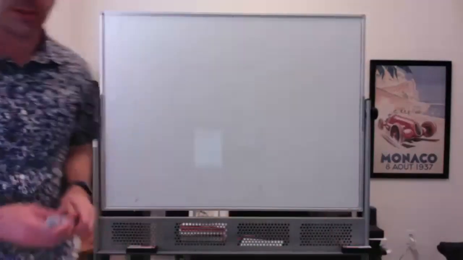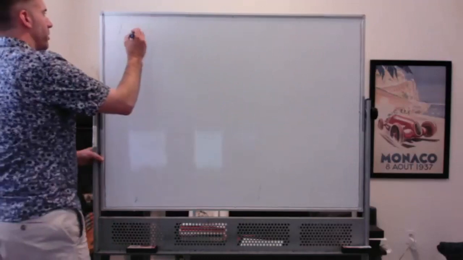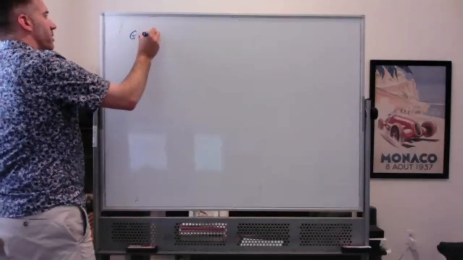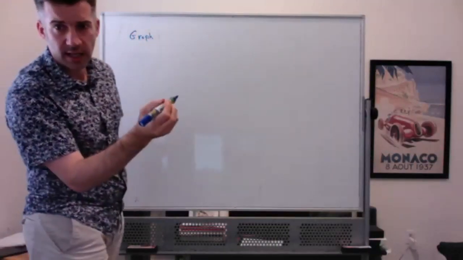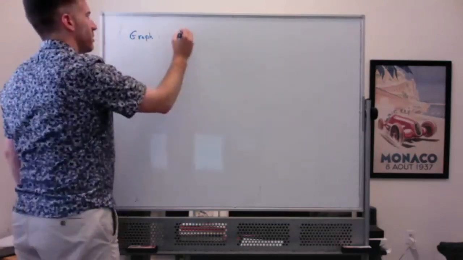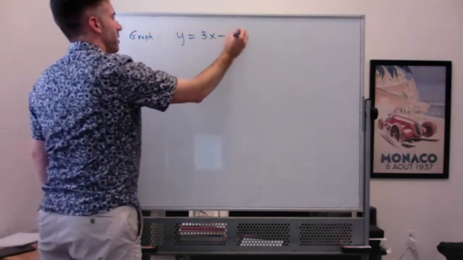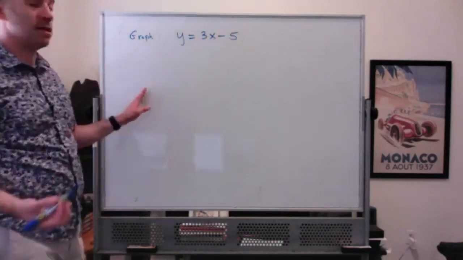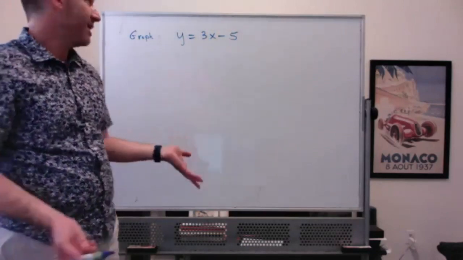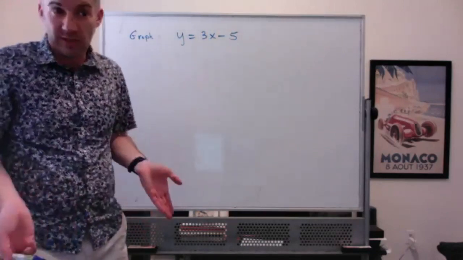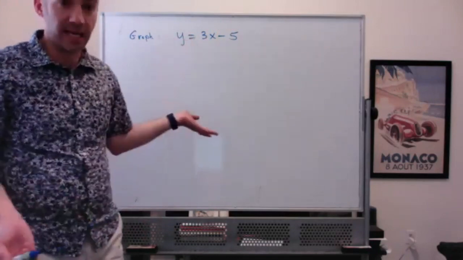So let's look at some more examples. I want to graph the line y equal to 3x minus 5. Now, the nice thing about it being in the slope-intercept form is you can look at it and already see what the y-intercept is. The y-intercept is -5.